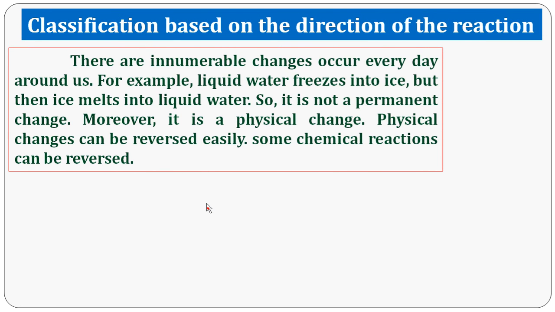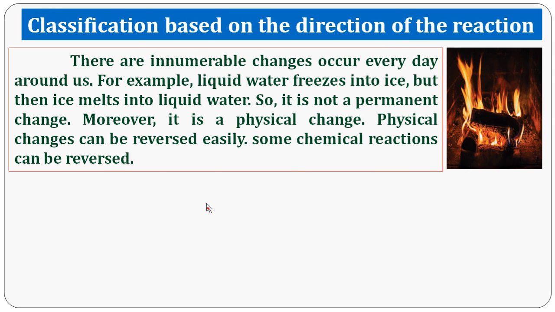The next one, classification based on the direction of the reaction. Now, there are innumerable changes that occur every day around us. For example, a liquid freezes into ice, and then the ice melts into water. It is a physical change because it is not a permanent change. So it is called a physical change. Physical changes can be reversed easily.